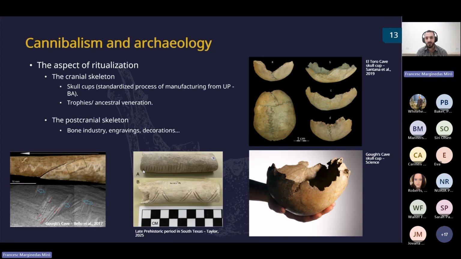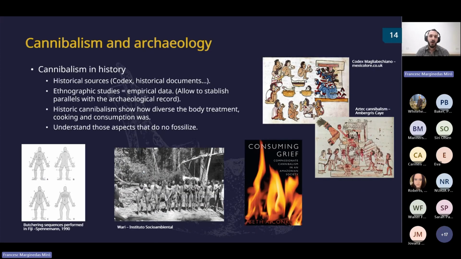And for the postcranial skeleton, ritual or symbolic aspects can be seen or discussed through bone tools, engravings, and decorations on these specimens. And to understand prehistoric cannibalism, we rely on historic and ethnographic sources, which allow us to draw some parallels with the archaeological record. In fact, these studies show us a great diversity in the way remains were treated, cooked, or consumed, allowing us to understand all those aspects that do not fossilize.